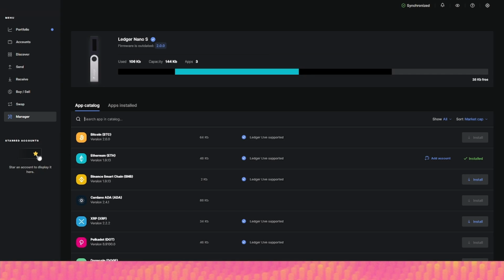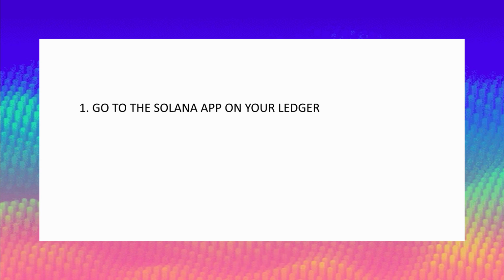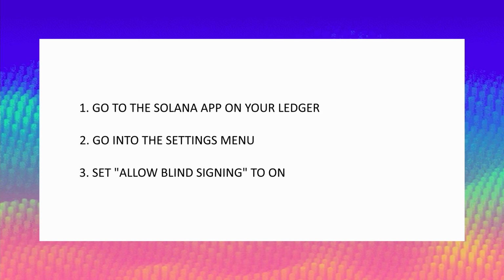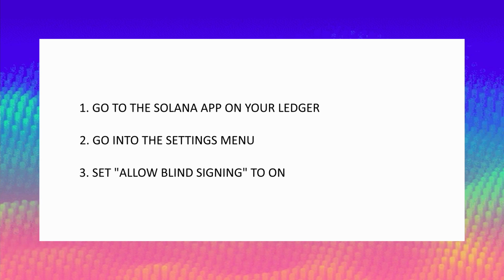This is going to be a pretty quick tutorial on how to set up your Ledger with the Phantom wallet. The first step is to go to your Ledger Live software, go to the manager and download the Solana app. After that's done, take your Ledger and go into the Solana app, go to settings and turn allow blind signing to on. This is very important because without this step you will only get failed transactions.